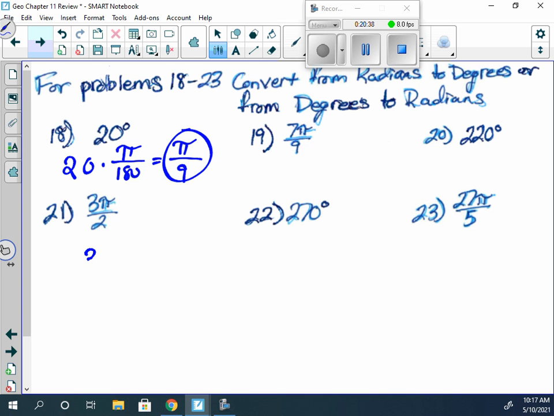So for this one here, we're going to take 3 pi over 2 and multiply it by what? 180 over pi. Because like I just said, if it's in degrees, we don't leave it in terms of pi. So we're going to have to multiply it with something with pi on the bottom, 180 over pi. Which gives us 270 degrees.